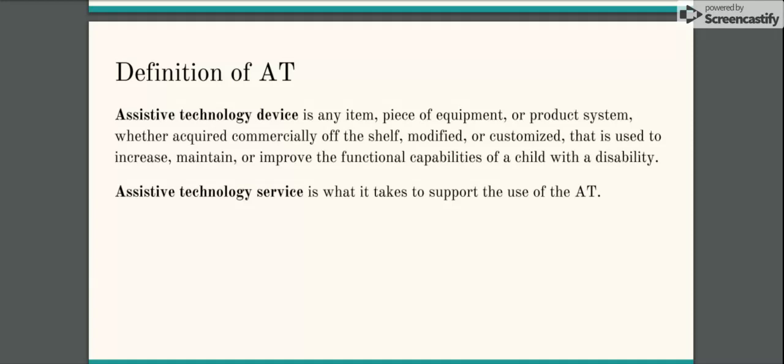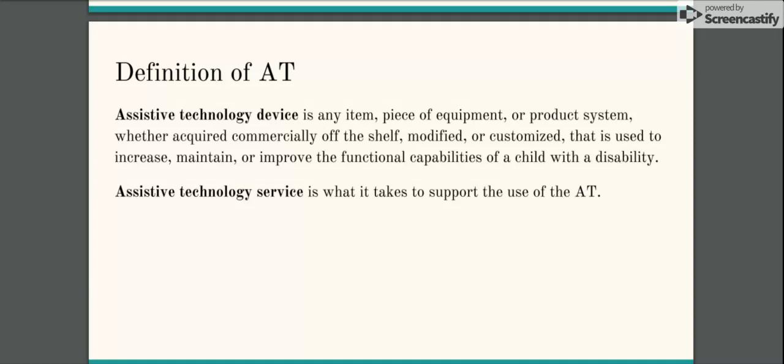So according to IDEA, the AT needs to be used with a child with a disability, for a child with a disability. Now, there are other definitions of AT in other laws, such as the ADA, Americans with Disabilities Act. So in essence, AT isn't only for children with disabilities, but we are referring to IDEA here. And it's that AT, that thing, is used to increase, maintain, or improve.